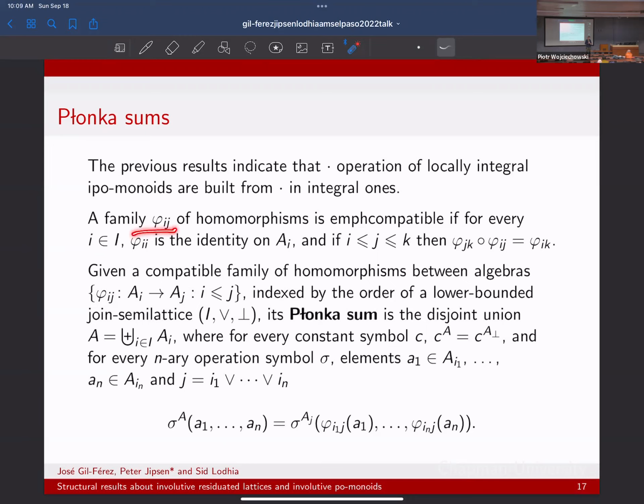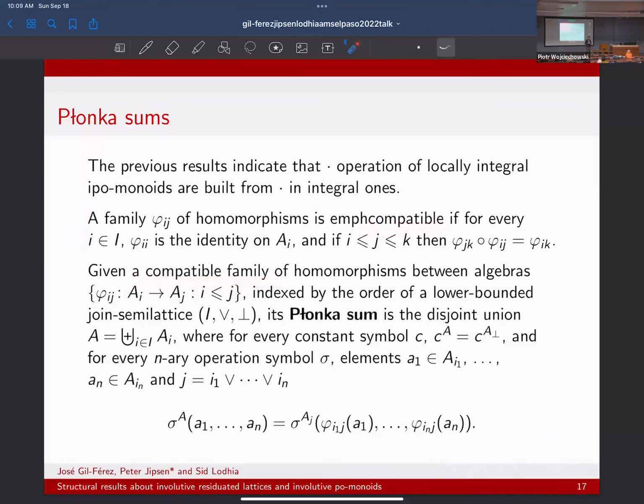A family phi ij of homomorphisms is compatible if for every i in capital I, phi sub i is the identity on the ith component, and if i is less than j less than k, then there has to be a nice composition between these homomorphisms. So the components are connected by certain homomorphisms, then we call them a compatible family. So this compatibility is defined right here.